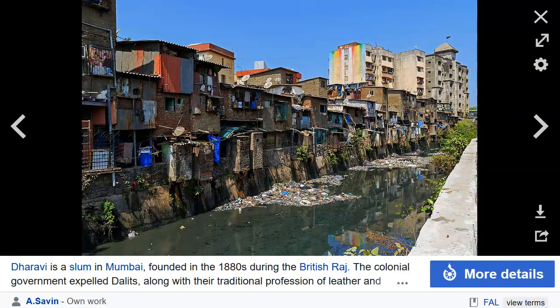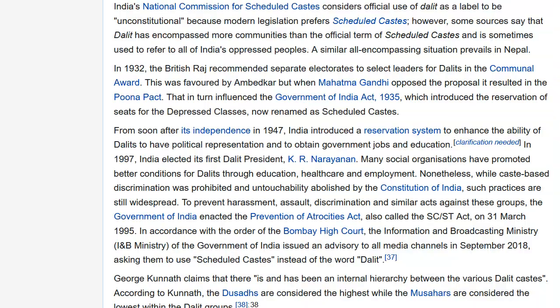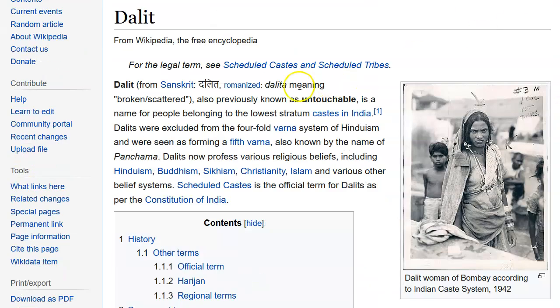I just think that is so on the nose, that their name, they are literally called broken and scattered, crushed and scattered. Well, it may not be 100% proof, but that is to me a very strong sign that the so-called untouchables in India are Israelites.